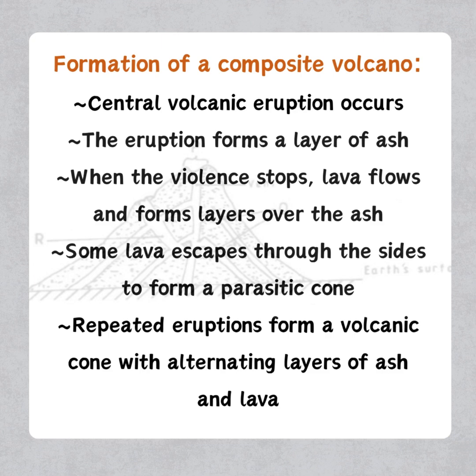A composite volcano is formed as follows. The central volcanic eruption occurs. The eruption forms a layer of ash. When the violence stops, lava flows and forms layers over the ash. Some lava escapes through the sides to form a parasitic cone. Repeated eruptions form a volcanic cone with alternating layers of ash and lava called a composite volcano.